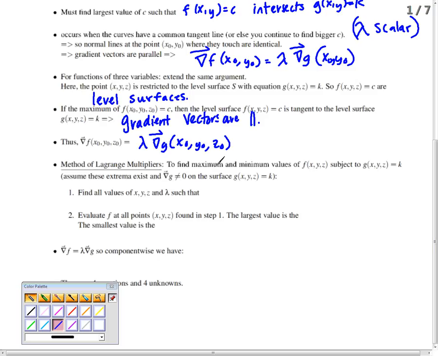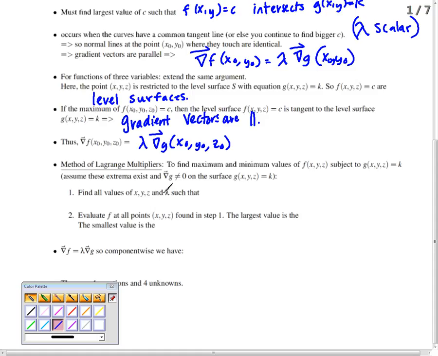To find maximum and minimum values of my function f subject to some function g of x, y equal k, this is what I do. First, obviously, the extrema must exist. The gradient of g can't be 0 on that surface. Okay, so the first thing I do is I find all values of x, y, z, and lambda. Now I have an extra variable, right?